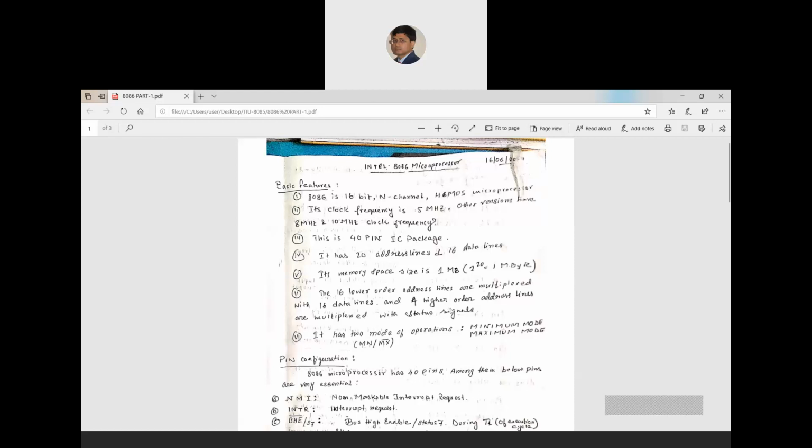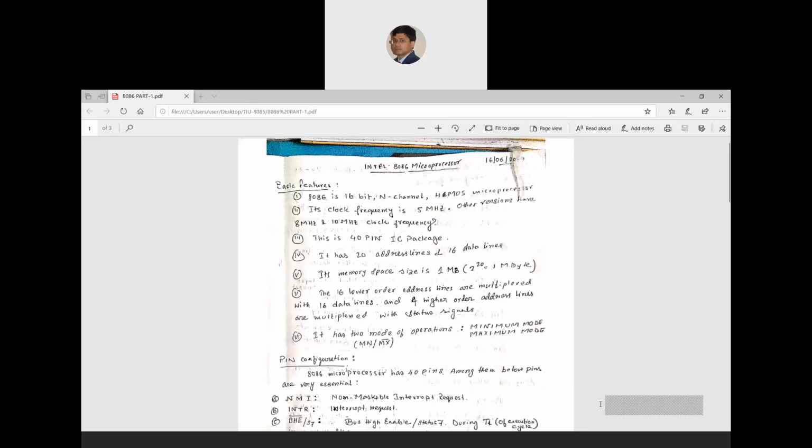Next, in 8085 we have only a single mode of operation. There is no mode selection process. But in 8086 we basically have two modes of operation, minimum mode and maximum mode. So this is an advantage of the 8086 microprocessor, that it can be used in two different modes, minimum or maximum mode.